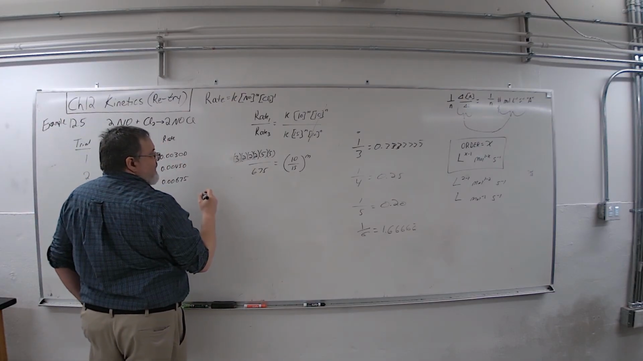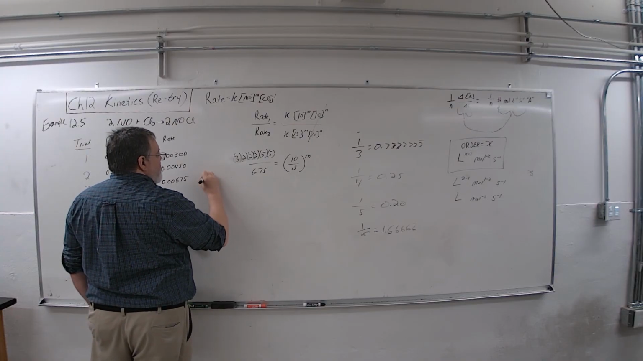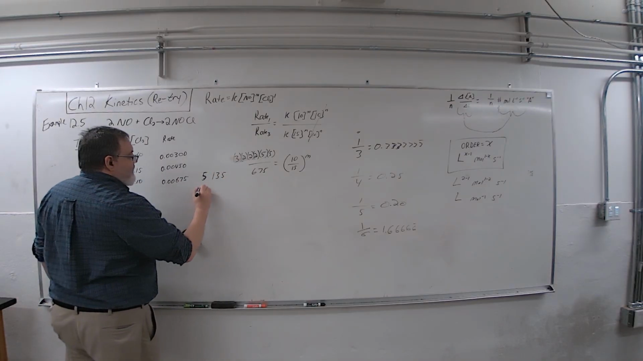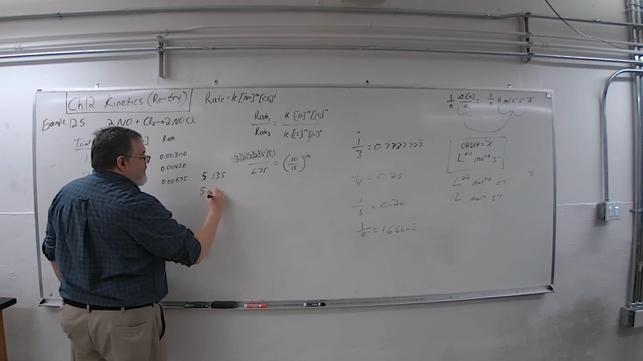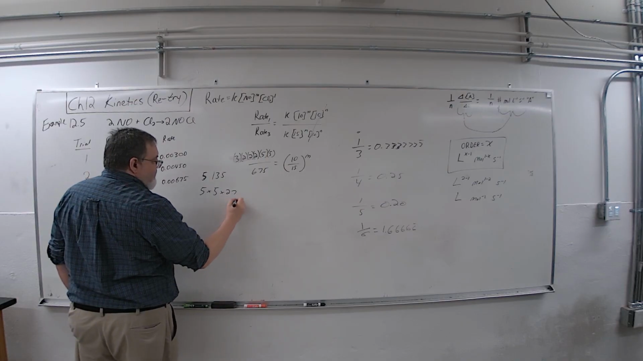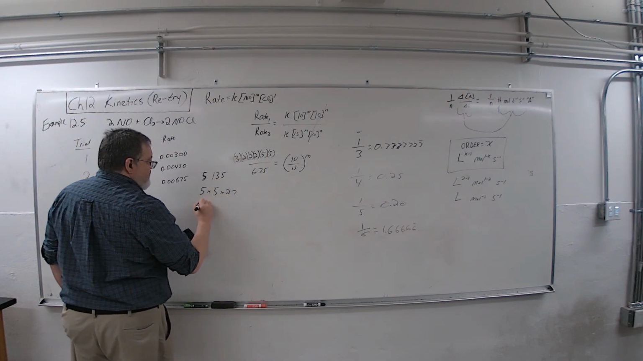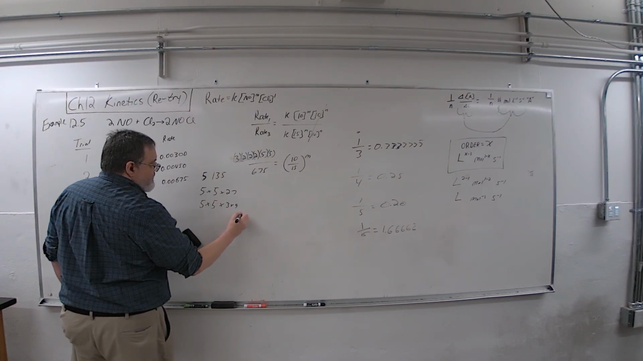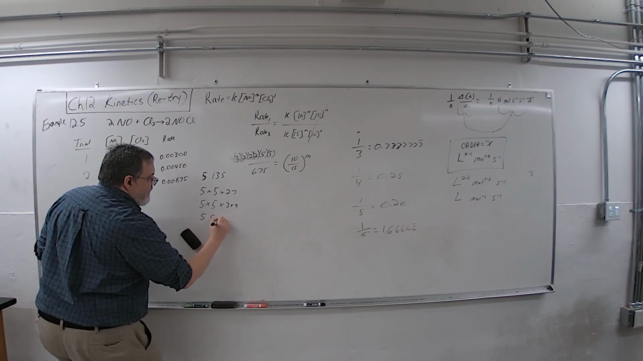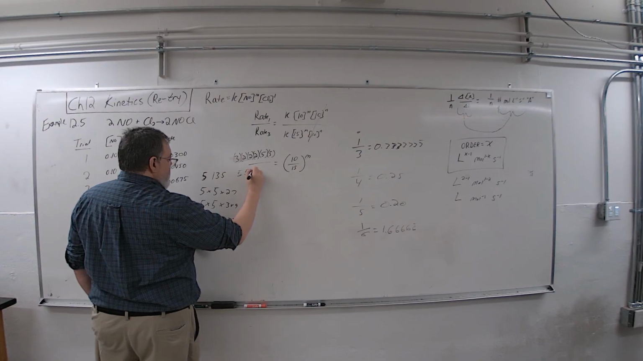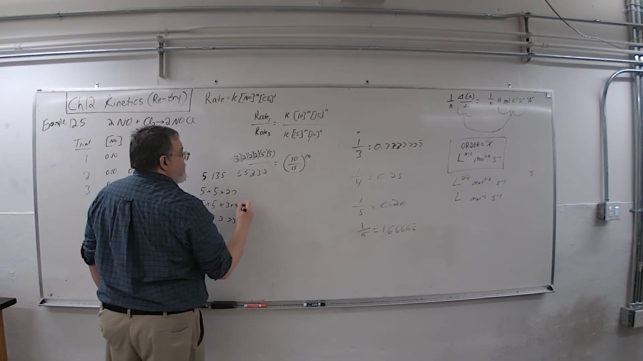$675, that's divisible by 5. What is 675 divided by 5? 135. What's 135 divided by 5? 27. And 27 is, what's that factor into? 3 times 9. 9 factors into 3 times 3. So down here we can put 5 times 5 times 3 times 3 times 3.